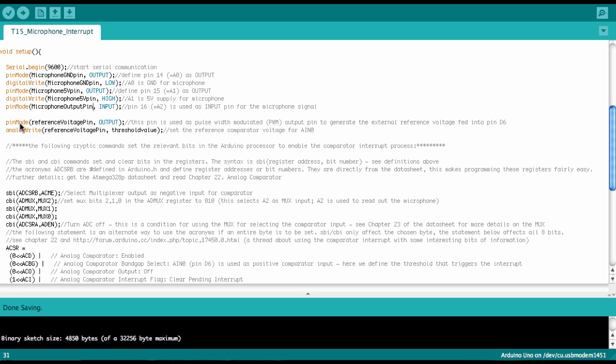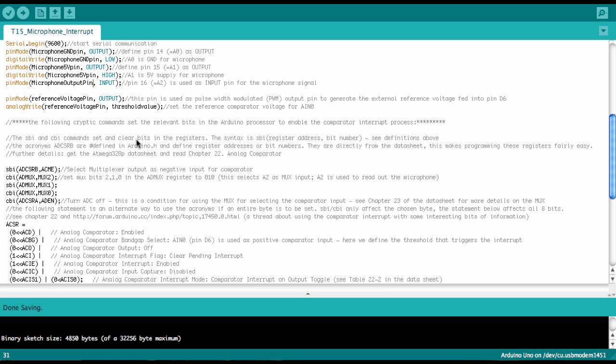Here we define the reference voltage pin, so this number 3, as output, and we write with analogWrite. This essentially defines a pulse width modulated output signal on this pin, and we write in the pin number and then this threshold value that we defined up there. Together with the filter, this will produce a certain voltage that's fed into pin 6.